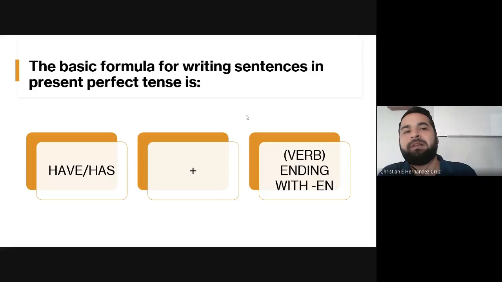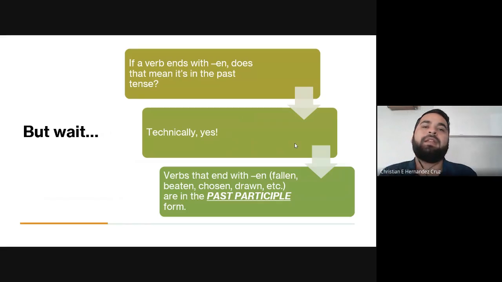So the basic formula for writing sentences is just as I said here. We use have or has depending on the subject, basically whether or not it's I, you, he, she, it, that type of pronoun. And we use the verb that ends with en or ed. So it is a past participle form. But if the verb ends with en or ed, does that mean that it's in the past tense? Well, technically, the verb, yes. The main verb will be in its past form.